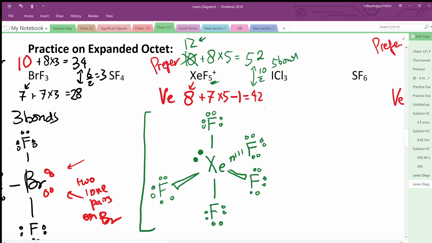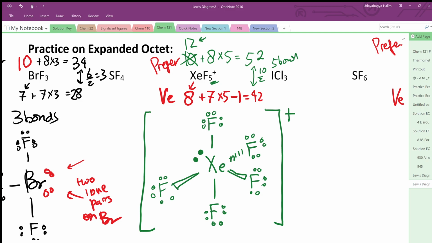But because this has a plus charge, I'm going to put everything in a bracket and a plus charge on the top. Okay. So again, even if you guess incorrectly, usually what happens is that you have either too many bonds or too few bonds. Just move down the list, and then usually you'll get it right. Okay.